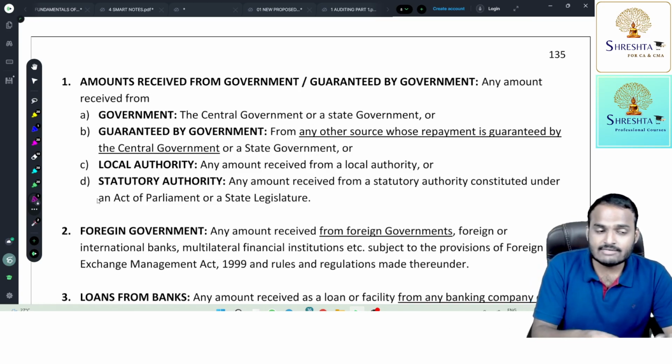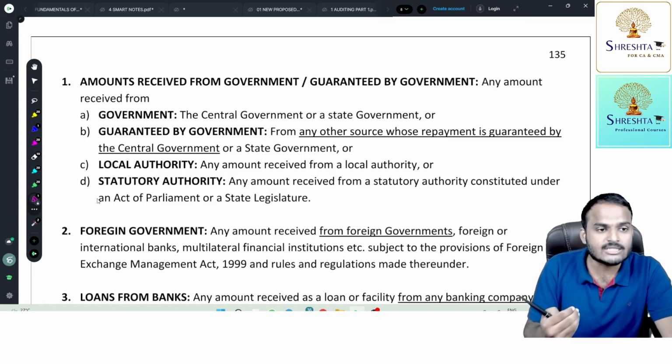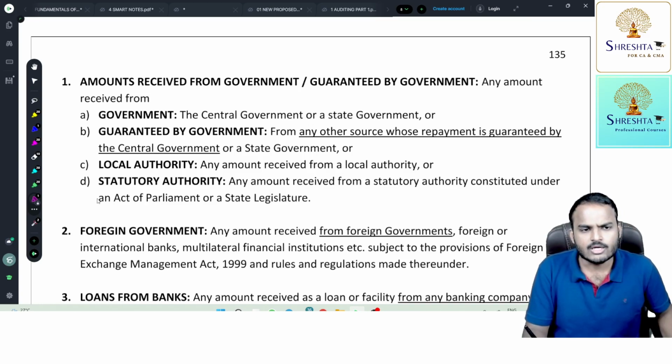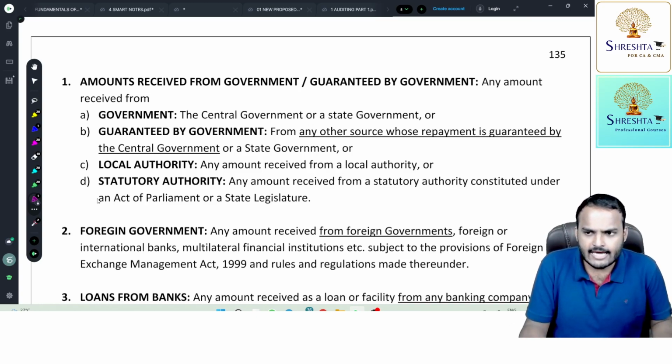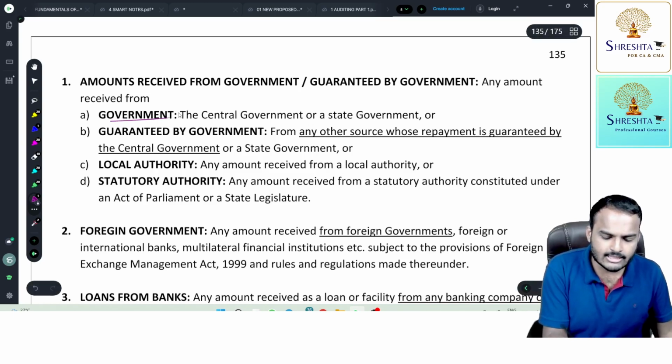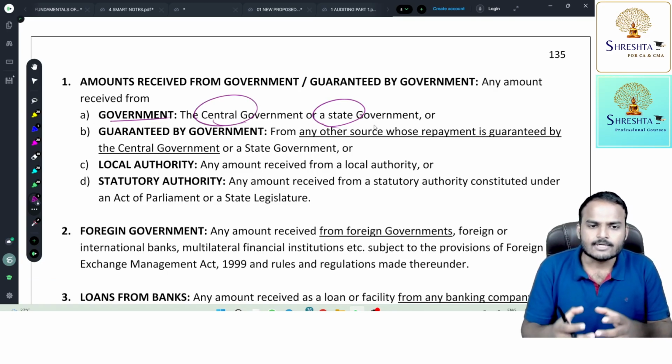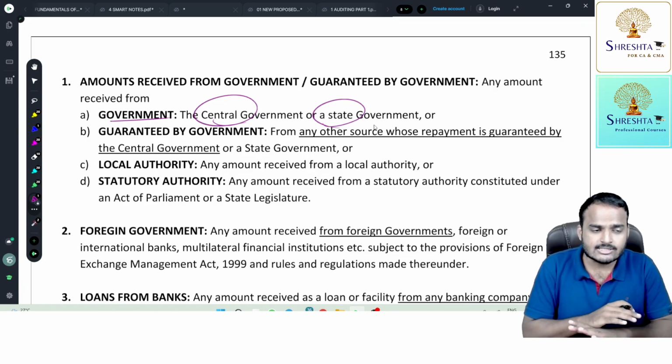So if a company receives any financial assistance from the government, in the form of loan or any credit, any guarantee, all those amounts are not treated as deposits. So first point, any amount received from the government. Here government means both the central government as well as the state government. Two governments are covered. If you are getting money, even though it is a debt to the company, it is not a deposit.